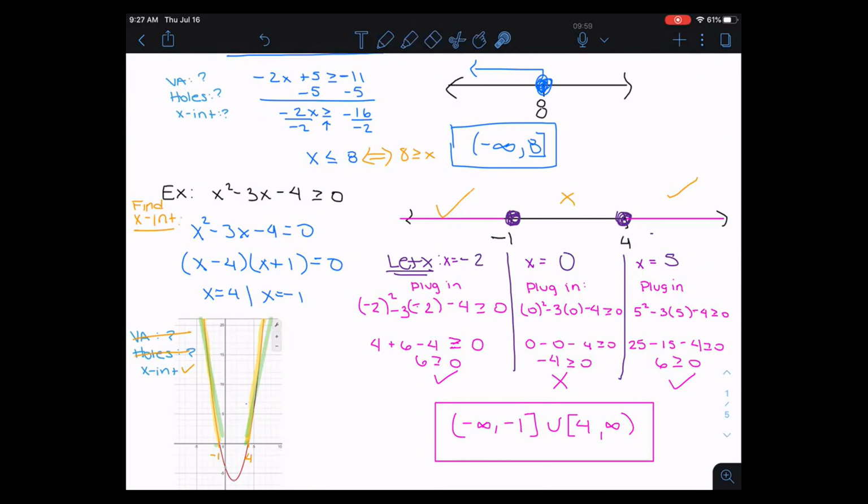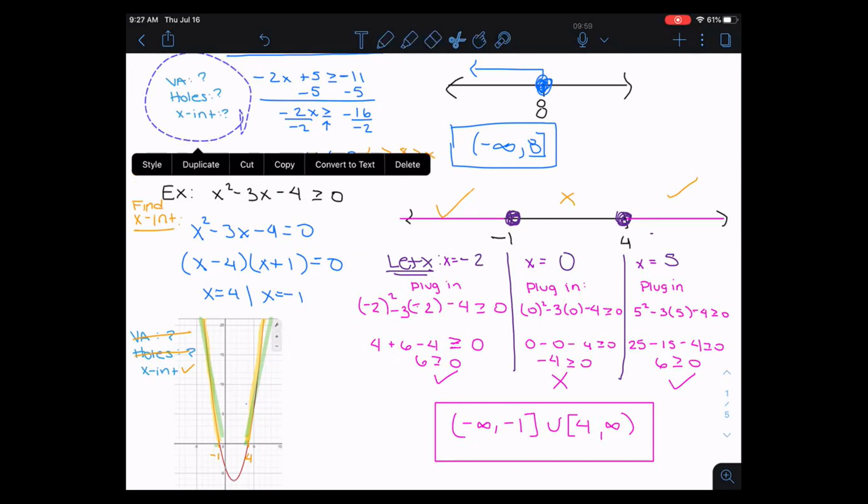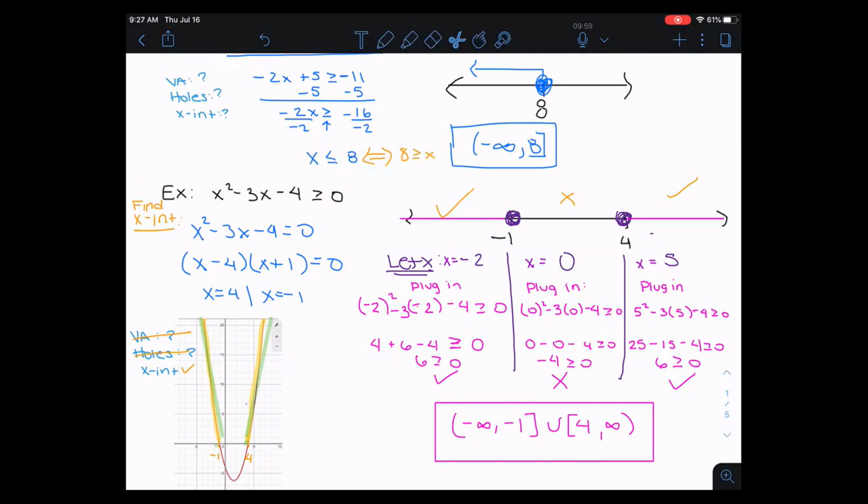Okay. So remember, all you're looking for are vertical asymptotes, poles, or x-intercepts. These are the things that you're looking for. And then after you find these points, you can determine the testing points.